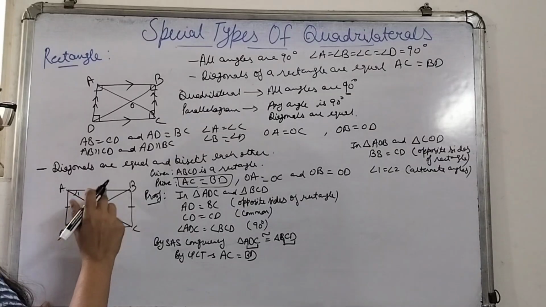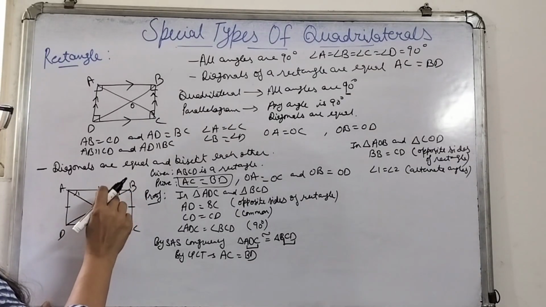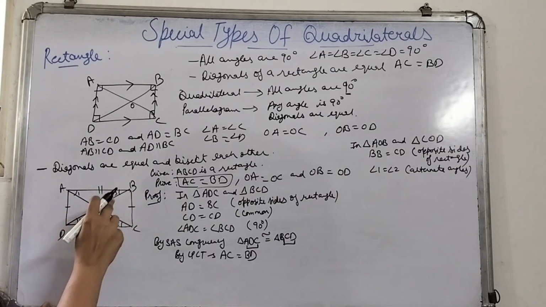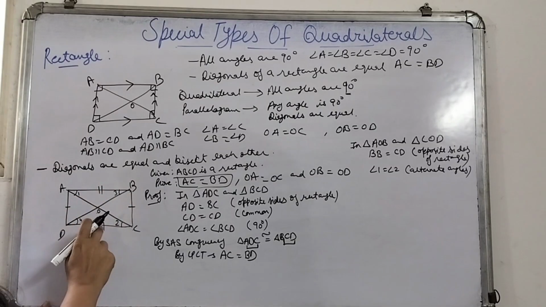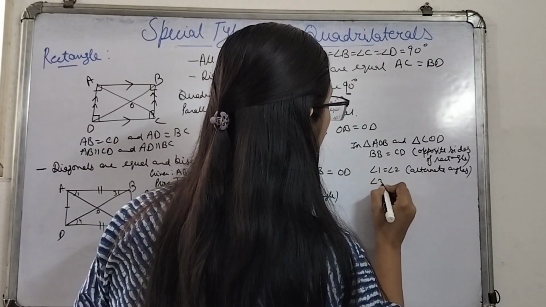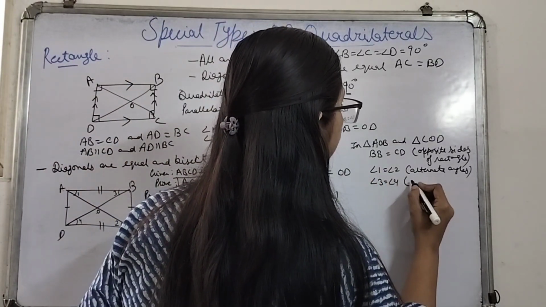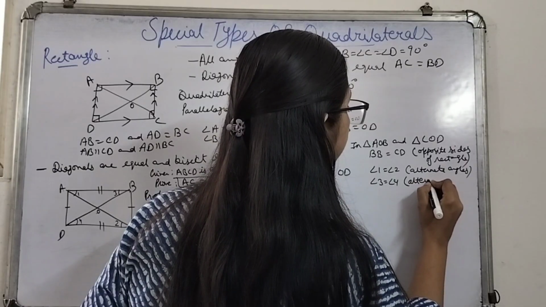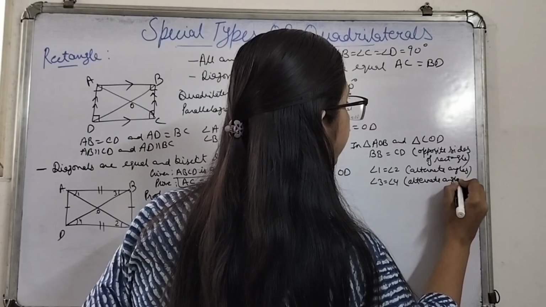Similarly, because these two lines are parallel, if this is your angle 3 and this is your angle 4, then angle 3 will be equivalent to angle 4. Again, they are your alternate angles.